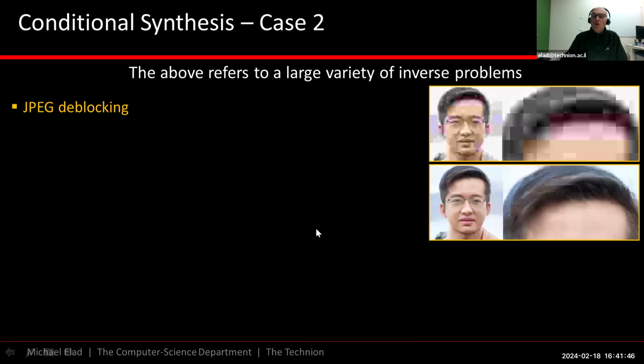For example, here are more such inverse problems that are not so easily modeled. For example, JPEG deblocking. An image went through compression, decompression, and the compression was severe, was really deep, to the point where there are huge degradations and the image is poor looking. And you're asking yourself, what could be the original image that explains this? And you get something like this, and maybe other solutions.